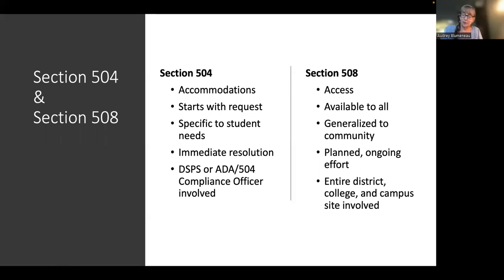So we have something called Section 504, and we have Section 508. And I find that I'm always needing to explain the differences, because Section 504 provides accommodations to students or to anybody, really. And every public entity, every school, every community college is required to have a disability services program on campus that can provide accommodations. That's what Section 504 requires. So accommodations, it starts with a request for a specific student need. I see I've got a bullet issue here going on, for immediate resolution. And so we also are required to have a compliance officer involved. And so every school has somebody on campus.